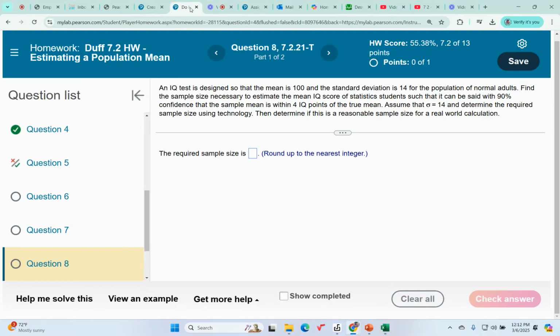All right, so let's take a look at question 8. An IQ test is designed so that the mean is 100 and the standard deviation is 14 for the population. Find the sample size necessary to estimate the mean IQ score of statistics students such that it can be said with 90% confidence that the sample mean is within 4 IQ points of the true mean. Assume that sigma equals 14 and determine the required sample size using technology.